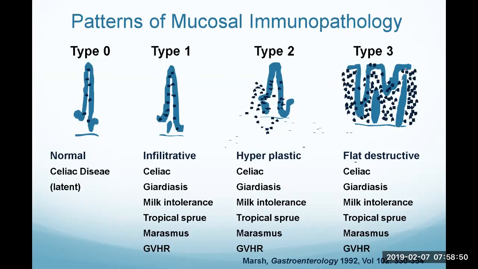This slide gives you similar pictographic evidence of celiac disease, but it also gives you more information. Just because we have biopsies which represent an indicator of celiac disease, we should not blame everything on that. We should look for other things, ranging from infections like Giardia to milk protein intolerance, marasmus, and graft versus host reactions.